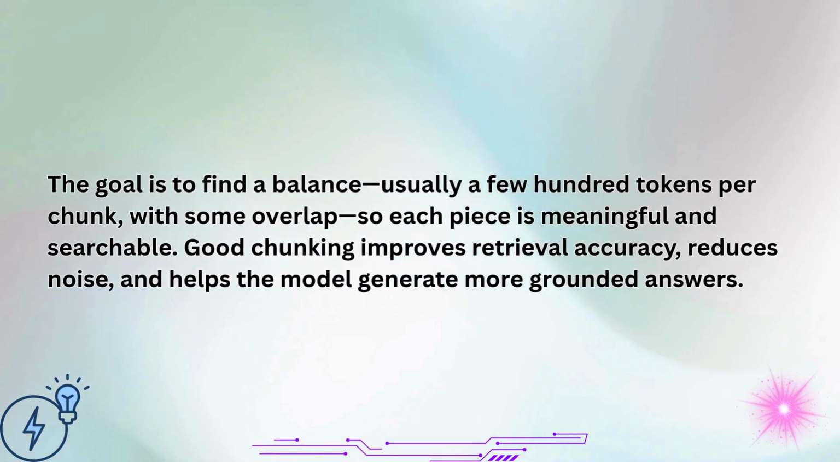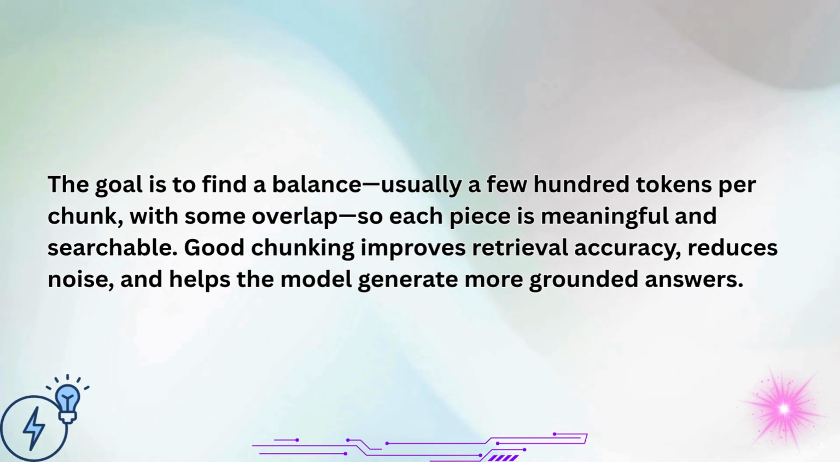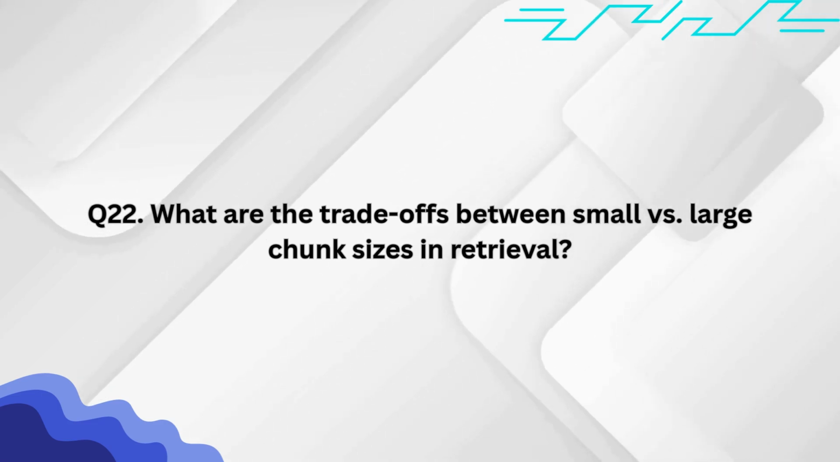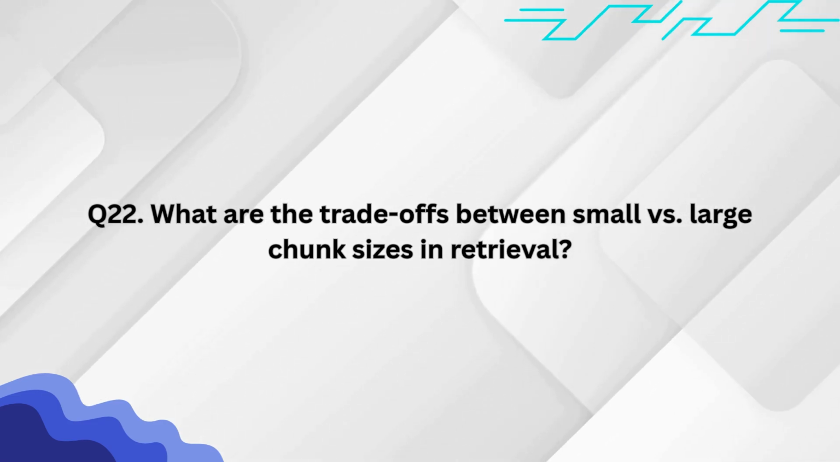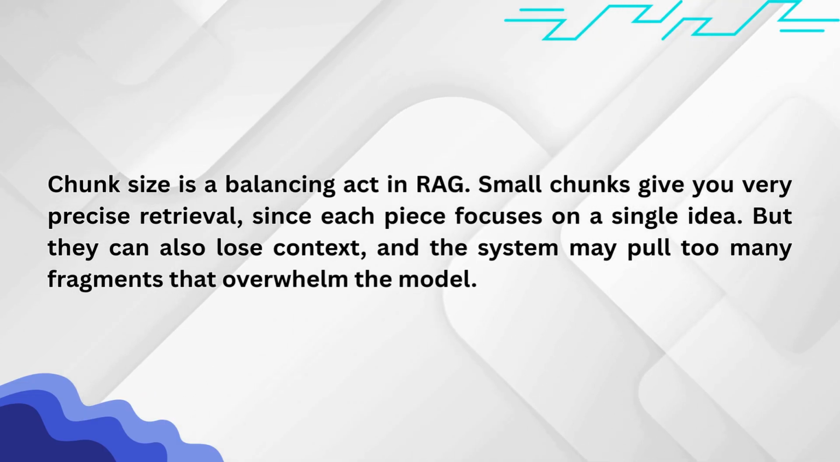The goal is to find a balance, usually a few hundred tokens per chunk, with some overlap, so each piece is meaningful and searchable. Good chunking improves retrieval accuracy, reduces noise, and helps the model generate more grounded answers. What are the trade-offs between small versus large chunk sizes in retrieval? Chunk size is a balancing act in RAG.